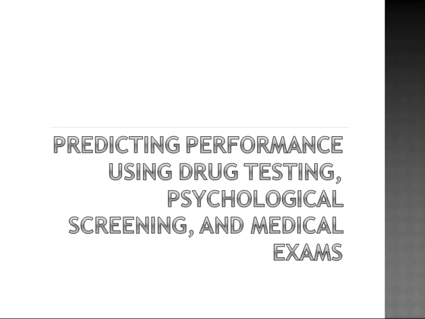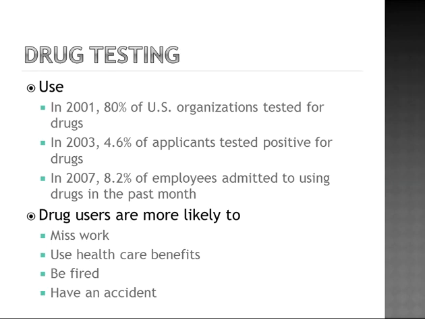Predictive performance using drug tests, psychological screening, and medical exams. Drug testing. Use in 2001, 80% of U.S. organizations tested for drugs. In 2003, 4.6% of applicants tested positive for drugs. In 2007, 8.2% of employees admitted to using drugs in the past month. Drug users are more likely to miss work, use healthcare benefits, be fired, and have an accident.